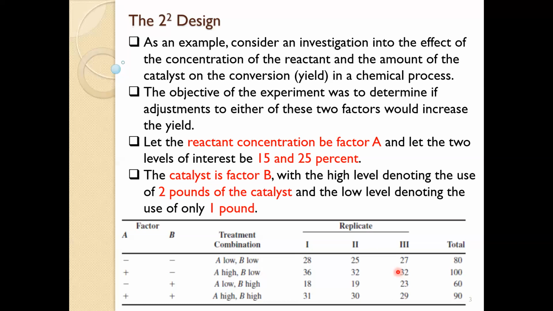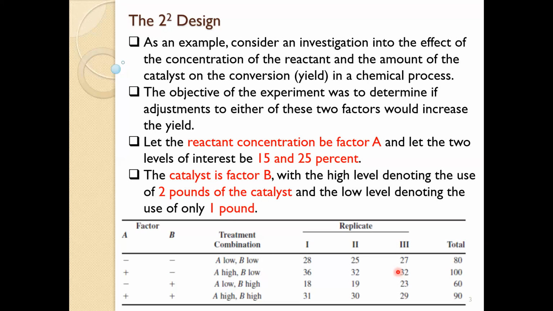Concentration of reagent, 15 and 25%. And also amount of catalyst, we have 2 pounds and 1 pound. Again, catalyst is the chemical substance to accelerate the chemical reaction. We have 2 factors, concentration and amount of catalyst. Both of these have 2 levels, because we decided on 2 levels.